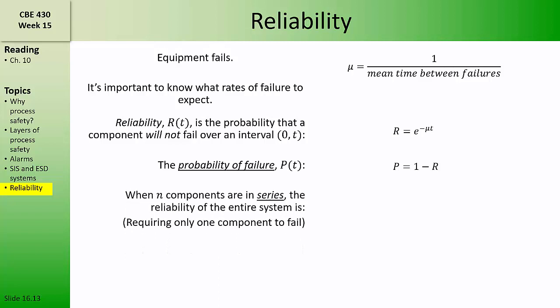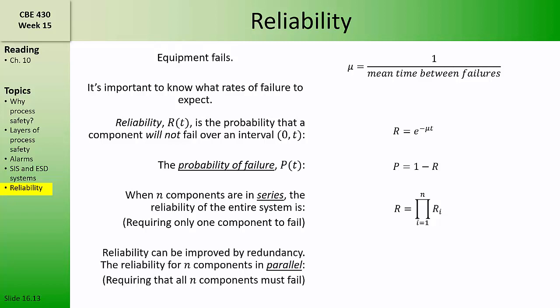If there are n components in series, then the reliability of the system is the product of the reliabilities of all of the individual components. The reliability of the system describes the probability that none of the components will fail over the time interval from 0 to t. If just one component fails for a system in which components are in series, the entire system fails. Since reliability numbers are always between 0 and 1, as we take their product, the reliability gets smaller. That is, the more components you have in series, the less reliable the entire process is.